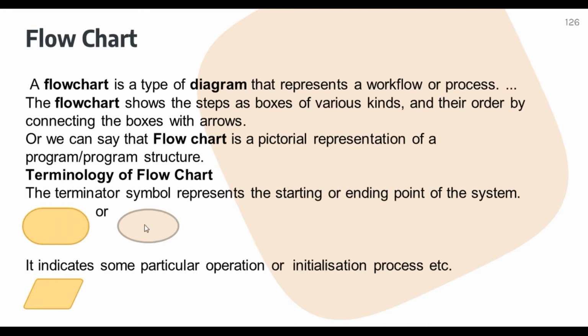First, you can see the terminator, or this oval. This is used to represent the starting and ending point of the program or system. When the program will start and end, we will use this particular symbol. The next one, this box, will show a particular operation or initialization process. For example, we are assigning a variable any value, or a user input through the input statement.